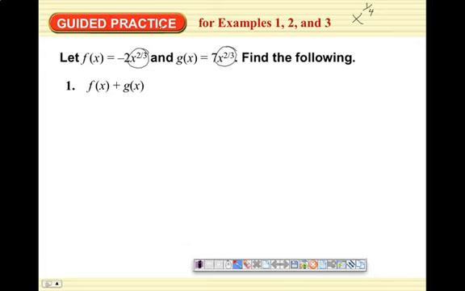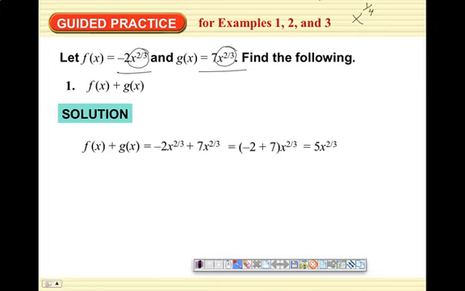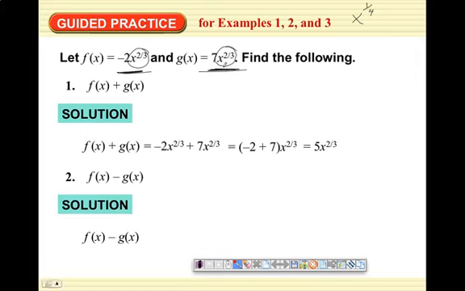F plus G, so this plus this, you all can do that. That's easy, right? Put them together. Negative or positive 5 x to the 2/3. F minus G, so take negative 2 of these minus 7 of these gives you negative 9 x to the 2/3. But here's the hard part, which isn't too hard in this case, but it's tricky because people make this one harder than it really is.